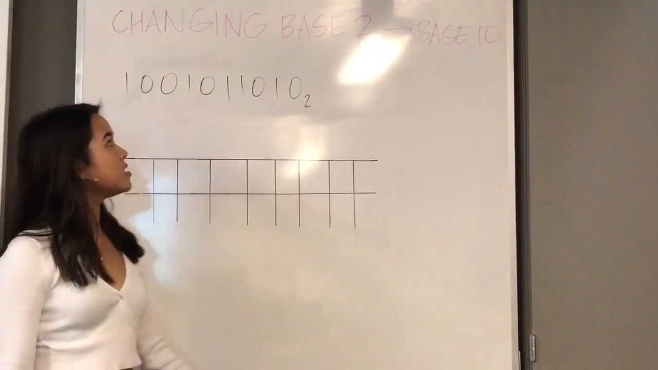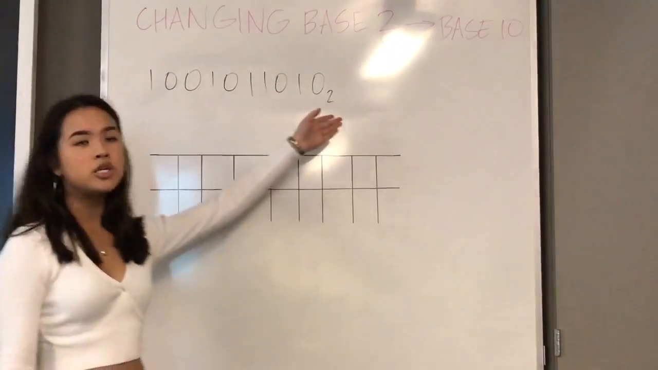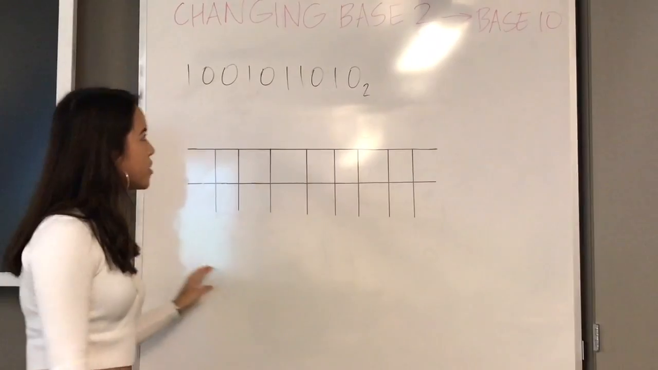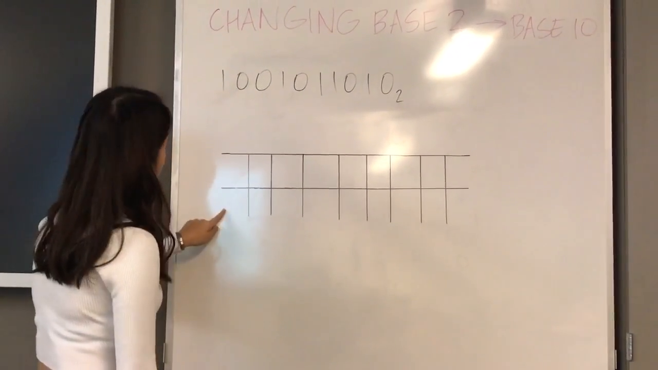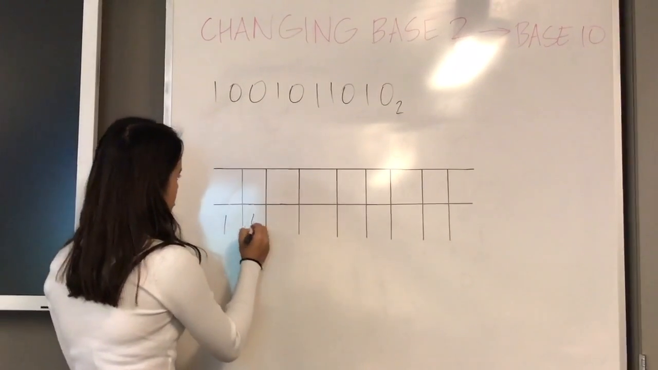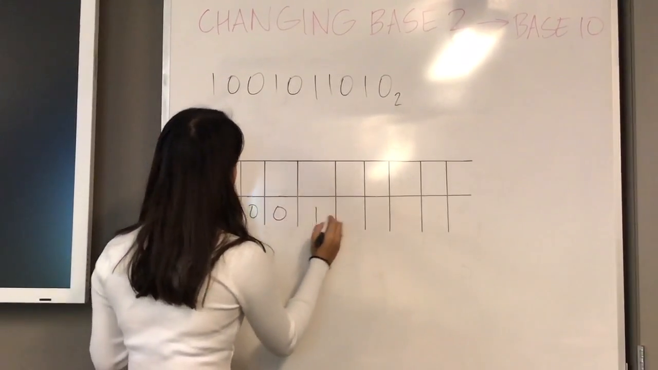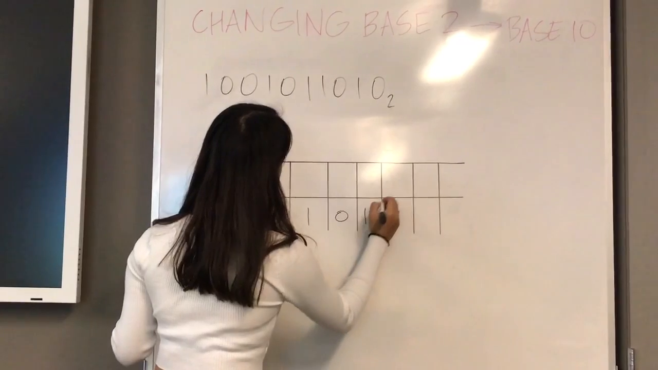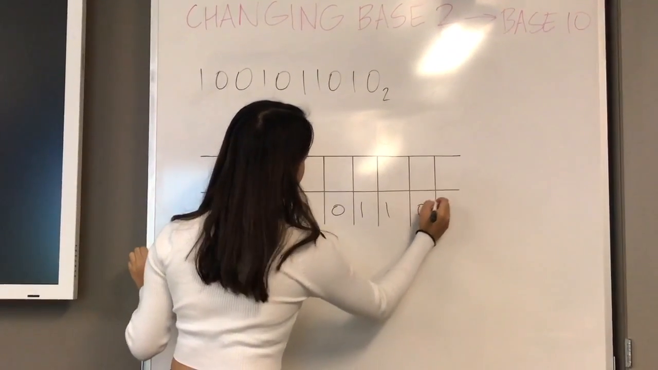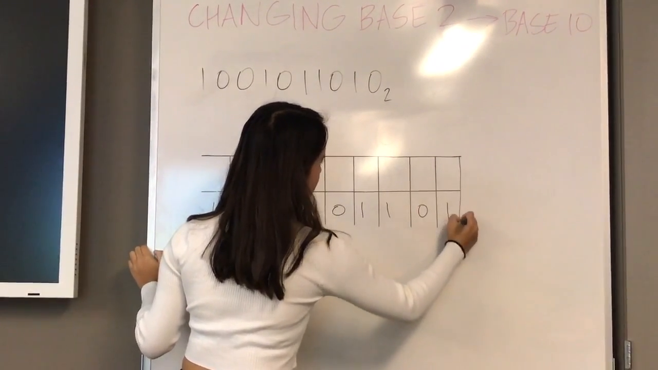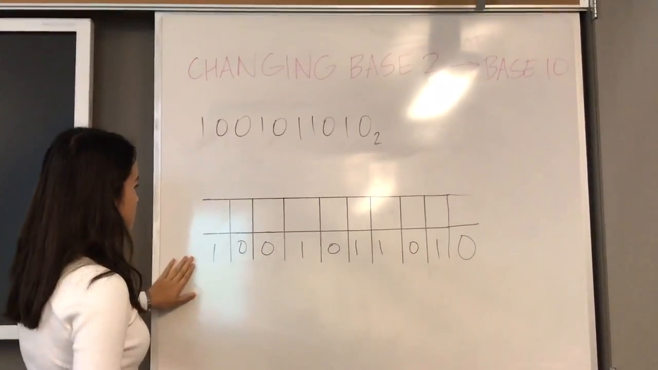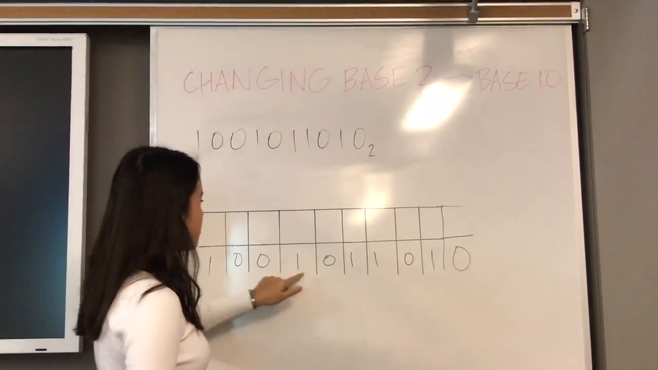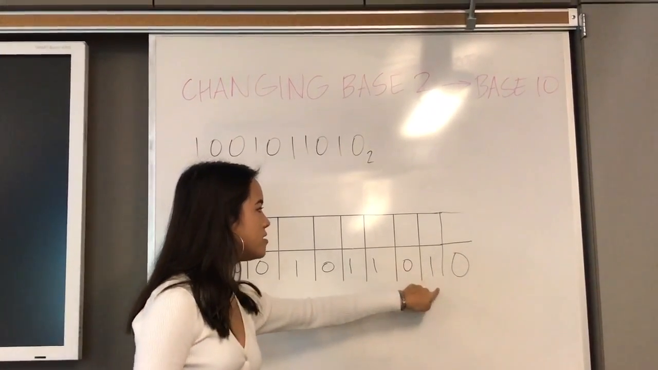Hello everyone. Today I'm going to be teaching you how to change base 2 to base 10. So what you're going to do is input all these numbers into our little chart here. So 1 0 0 1 0 1 1 0 1. Then count how many places you have. 1 2 3 4 5 6 7 8 9 10.